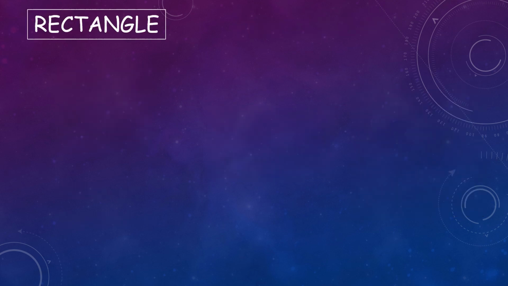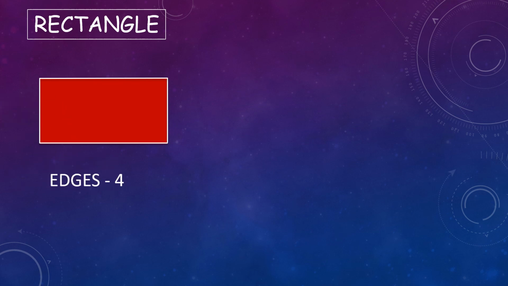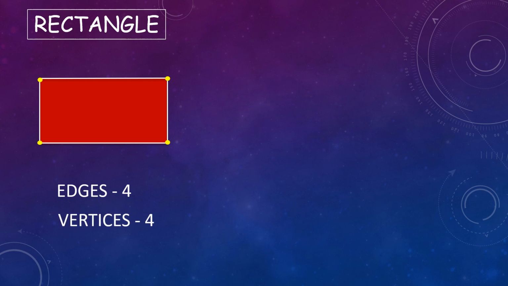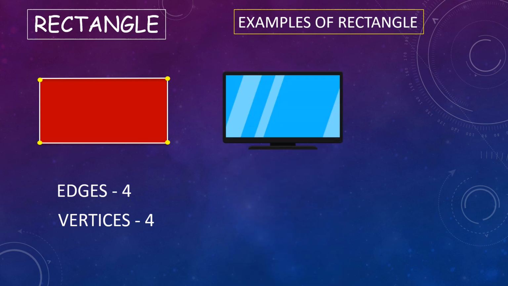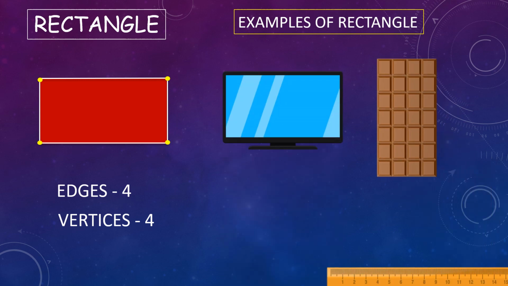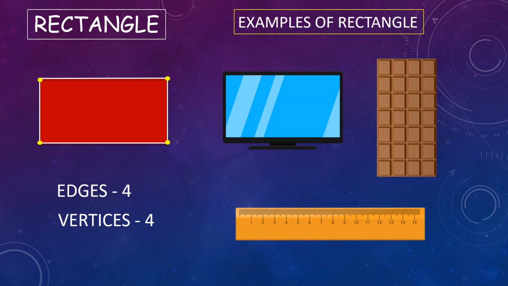Now rectangle. Let us see the figure of the rectangle. Yes. So in this rectangle, let us count the edges. 1, 2, 3, 4. There are 4 edges in a rectangle and vertices. 1, 2, 3, 4. There are 4 vertices in a rectangle. Examples of rectangle in real life. Television, chocolate, ruler. Opposite sides are equal in a rectangle.